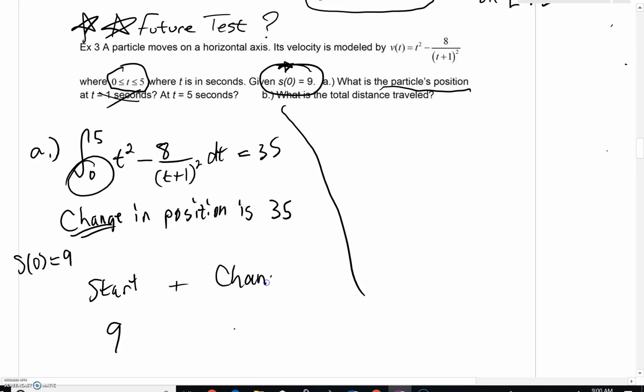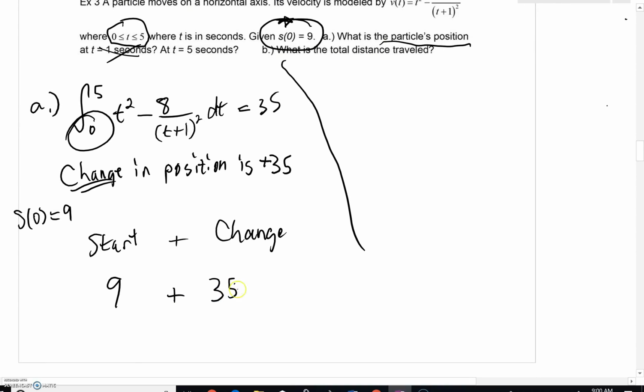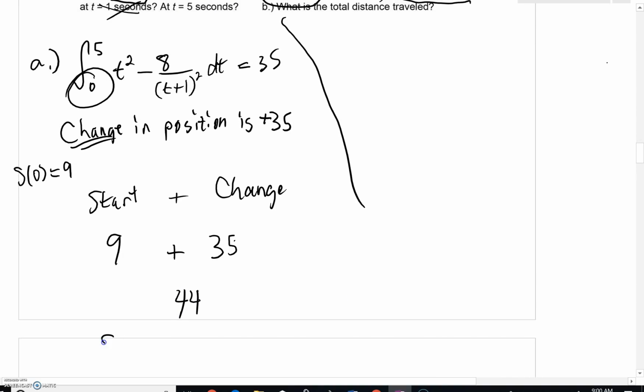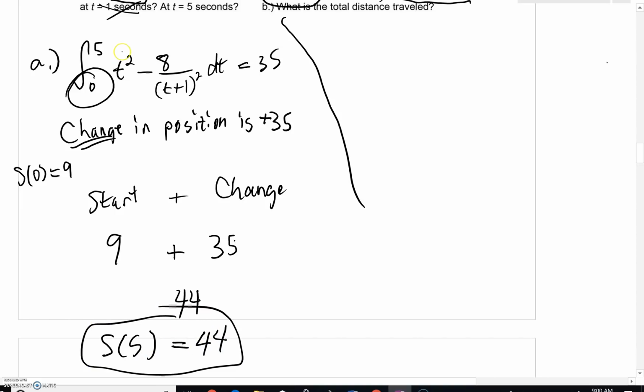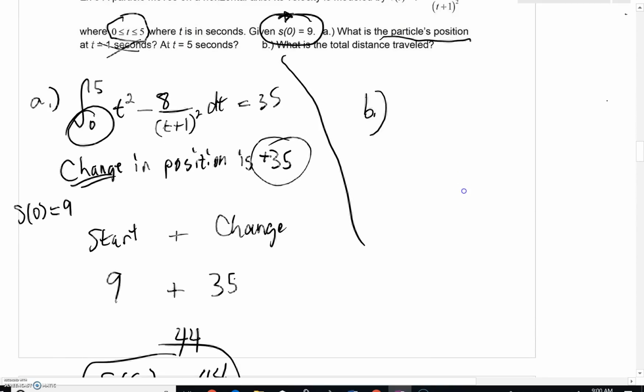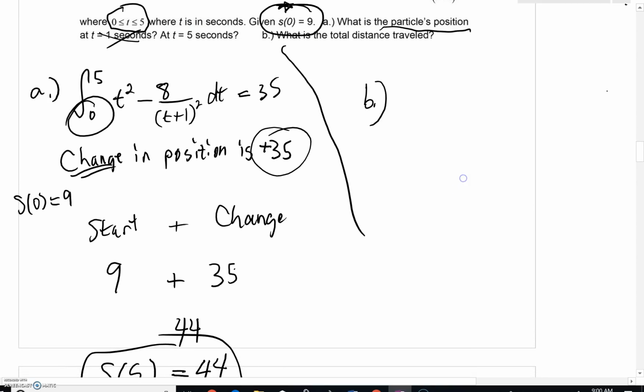And then we have this change. It's positive. By the way, this number, the change, could be negative. 9 plus 35 is 44. So where are we at 5 seconds? S of 5 would be 44. Displacement, when you just integrate velocity straightforward like that, that's the change in your position. Don't forget, you have to add back to what you started with. For B, total distance traveled.